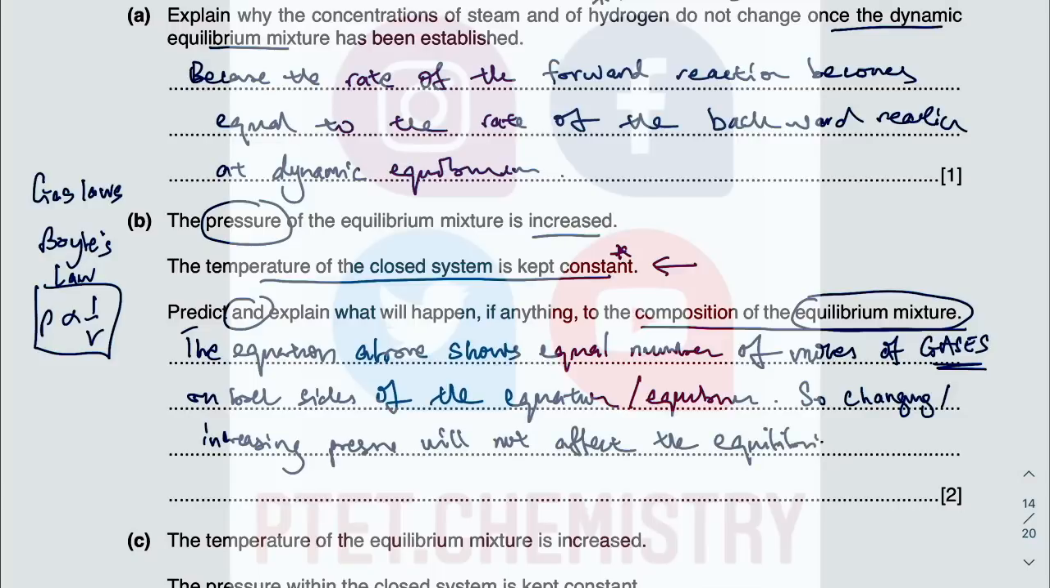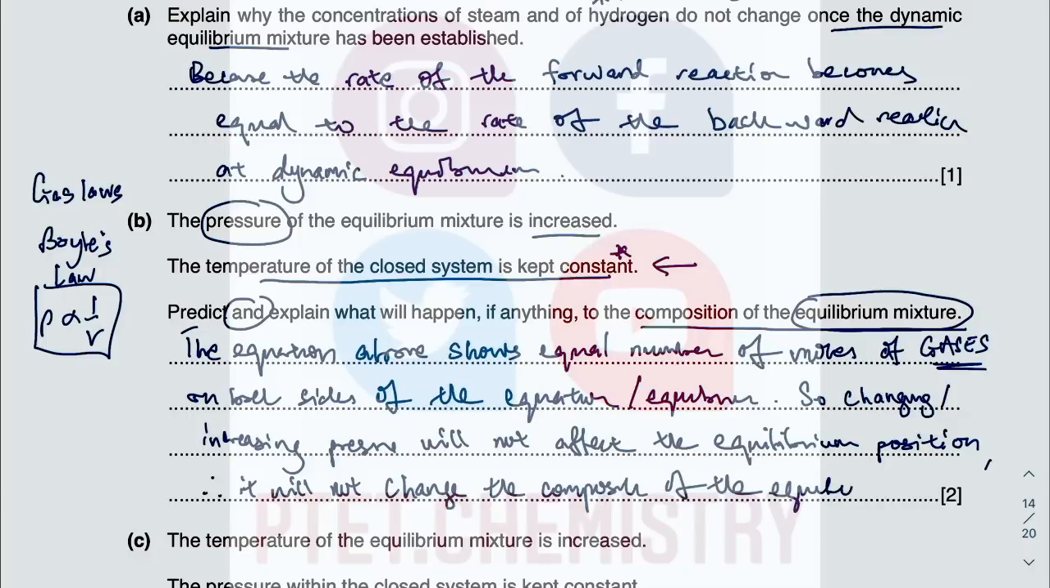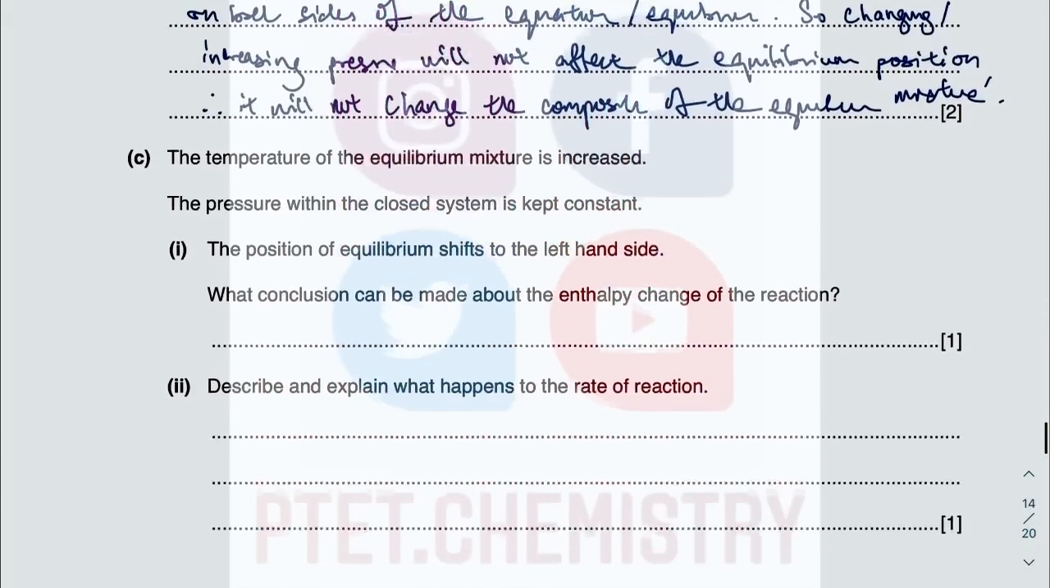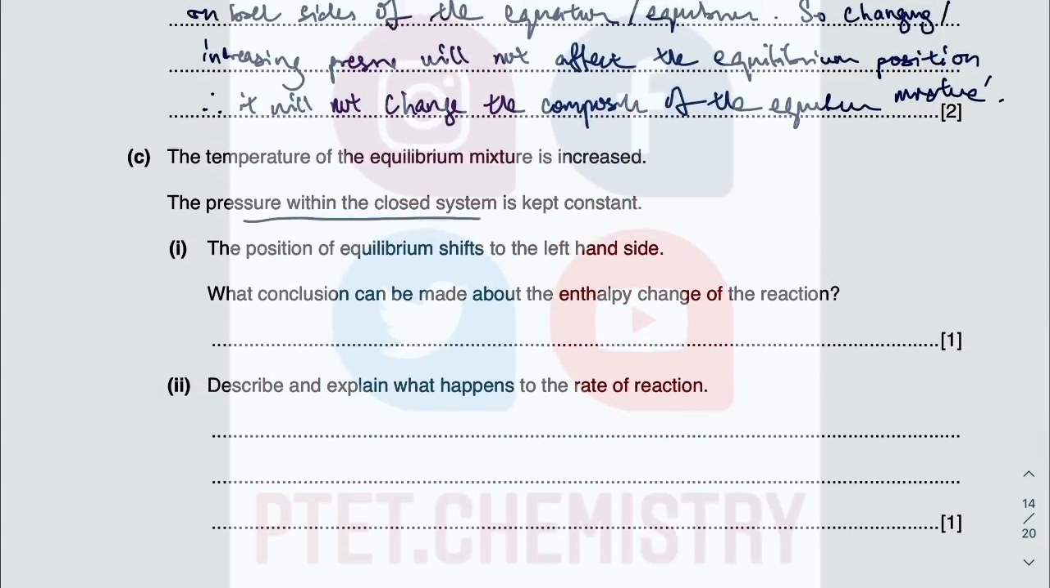But that is not what they're asking for. What are they asking for? They're asking about the composition, right? If that does not affect the equilibrium position, therefore it will not change the composition of the equilibrium mixture. Meaning to say, you can say that they stay the same, but I already said it will not change the composition, meaning they must stay the same, right?